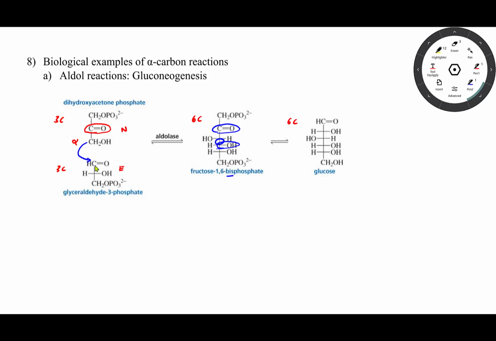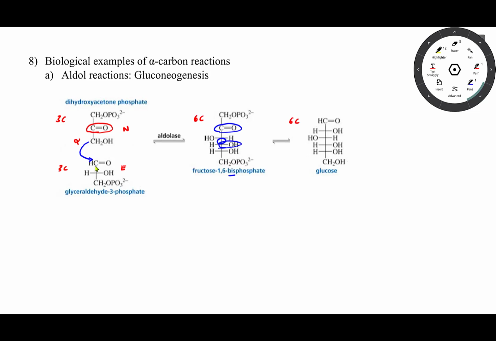That allows us, the aldol reaction allows us to form the basis of glucose, which will then get converted to fructose and then to glucose eventually. Those are all enzymatic reactions.